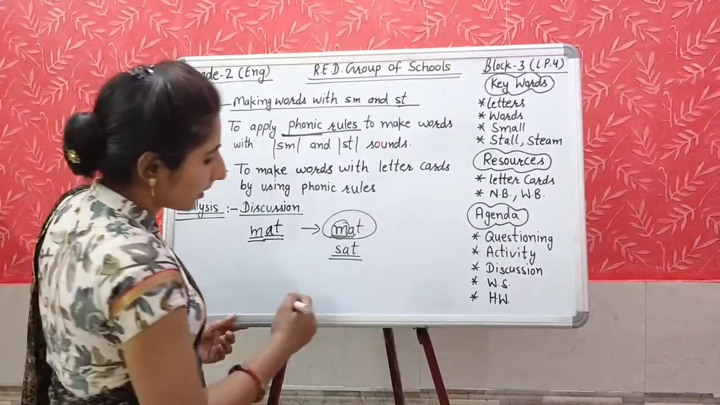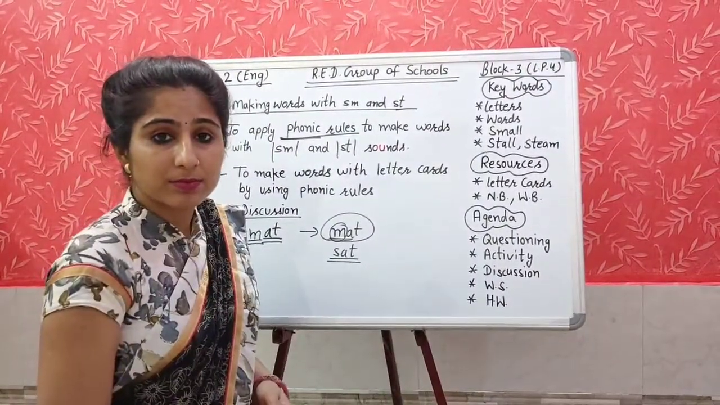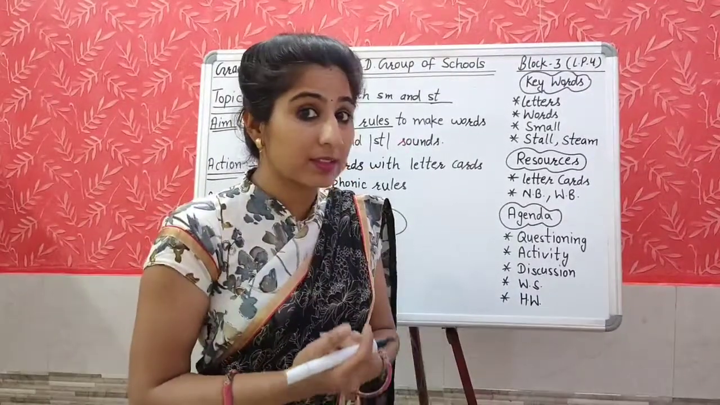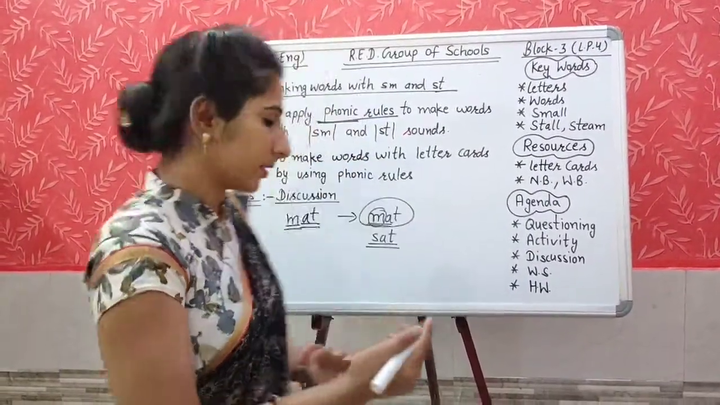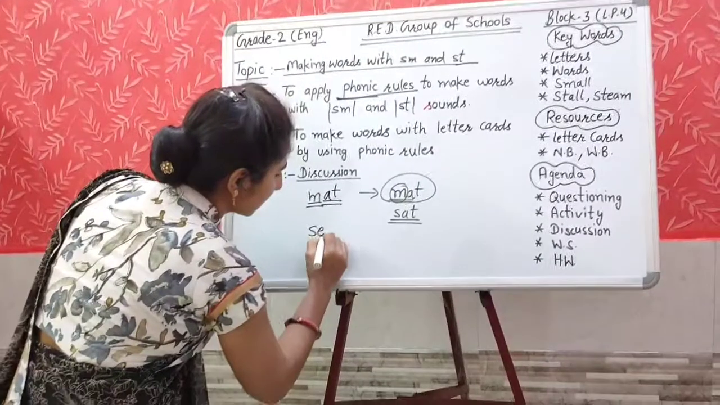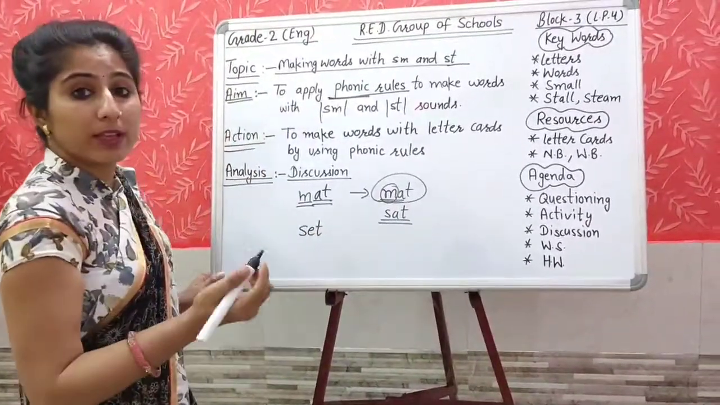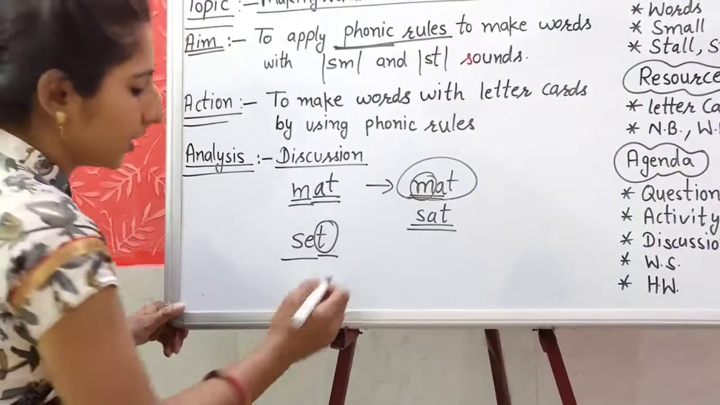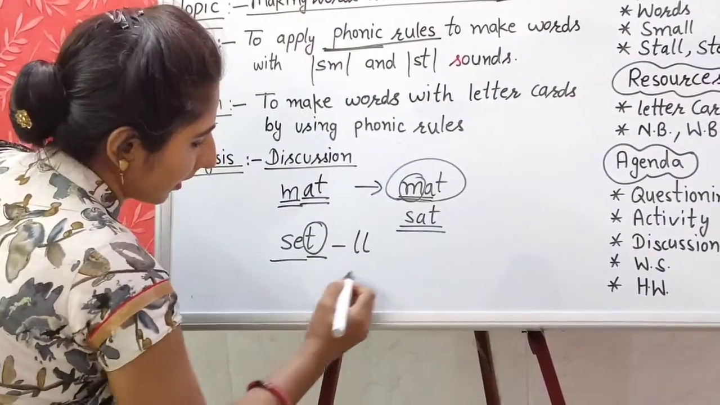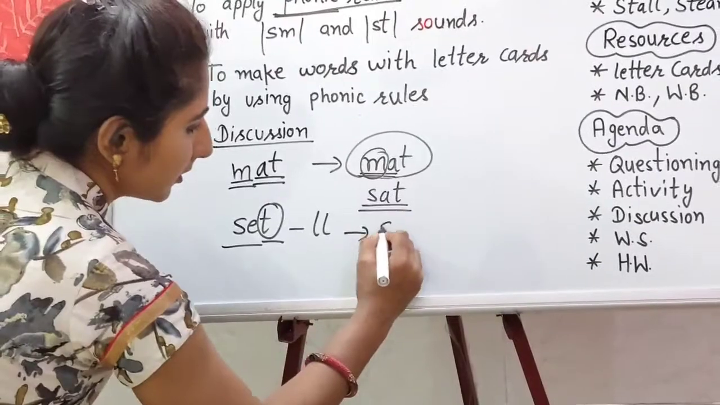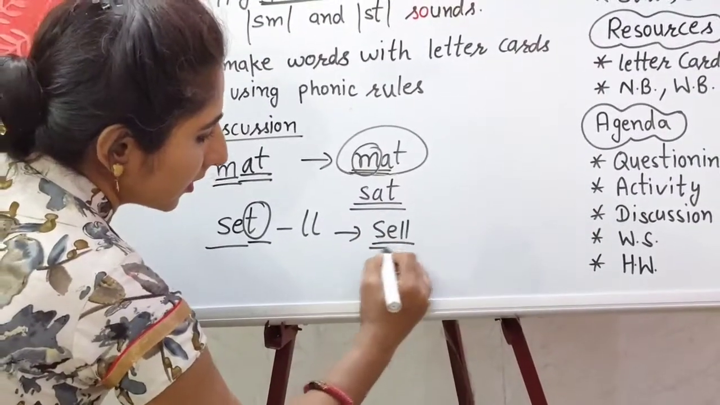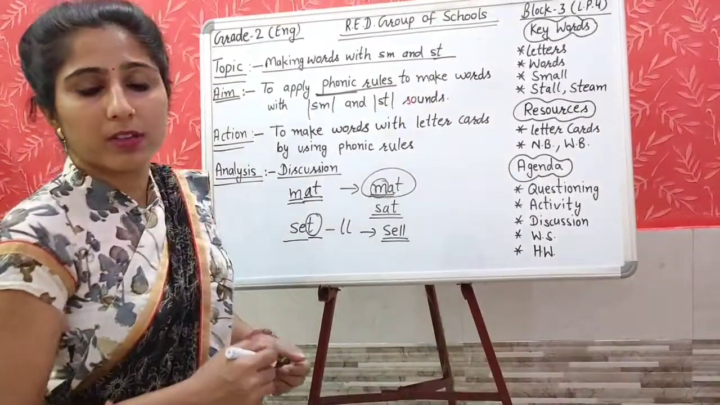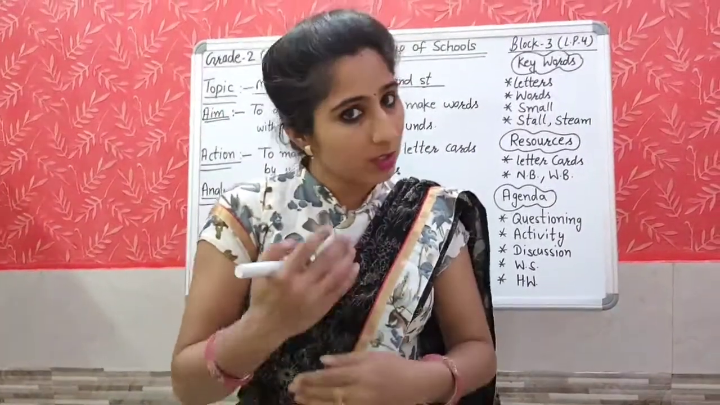And how did we change it to cell? How did we make cell from set? What was the next word? Set. Now we want to make cell. What did we do in it? We have changed T with double L, and we got the word cell. This is how we have made the words by changing the letters.